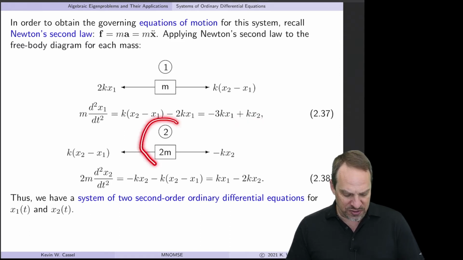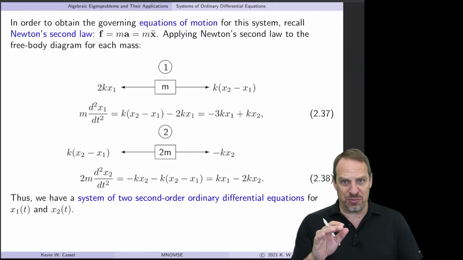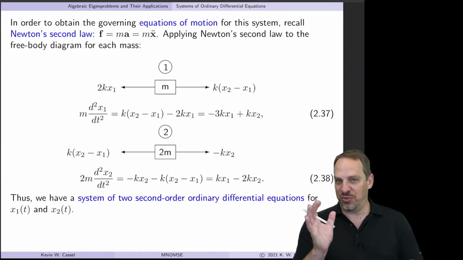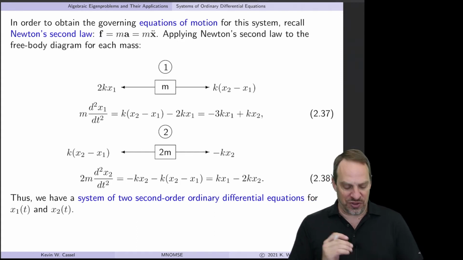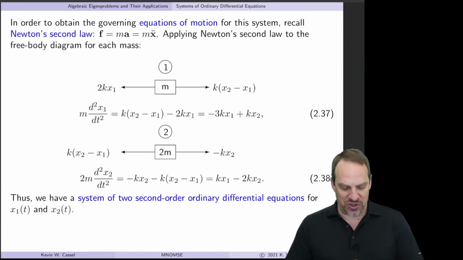Then for the right mass, which is 2m, we do exactly the same thing. Pulling to the left is the same force as pulling to the right on the left mass. That's k times (x2 minus x1). And then to the right, we have minus k x2. Don't get bogged down in the signs. The signs work. They are correct. They apply in compression and tension, and everything's fine. So you can sort out the signs if you'd like, but for our purposes, it's somewhat of a distraction.